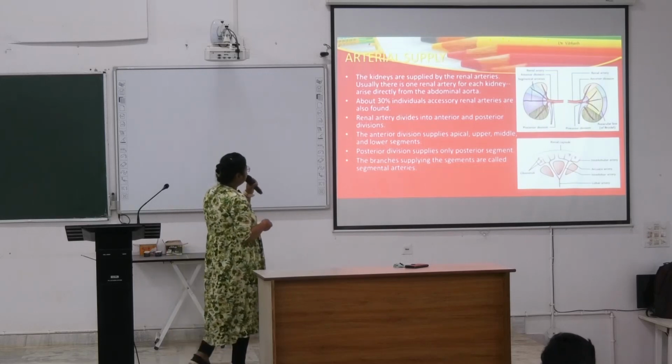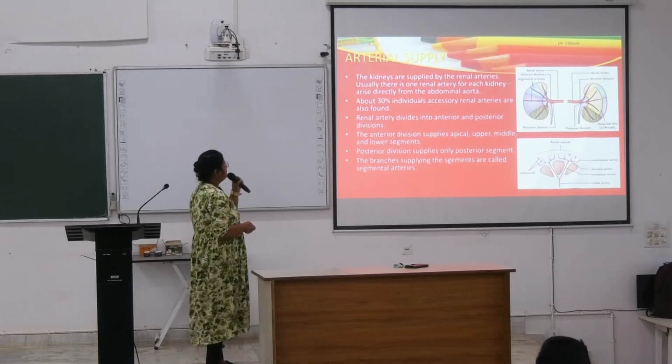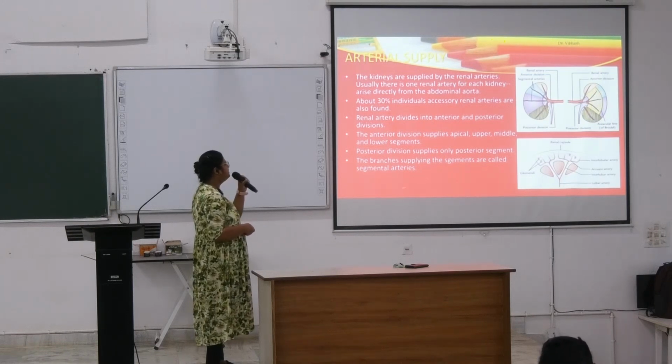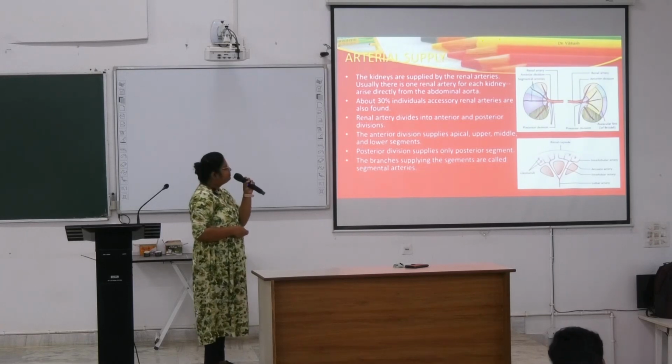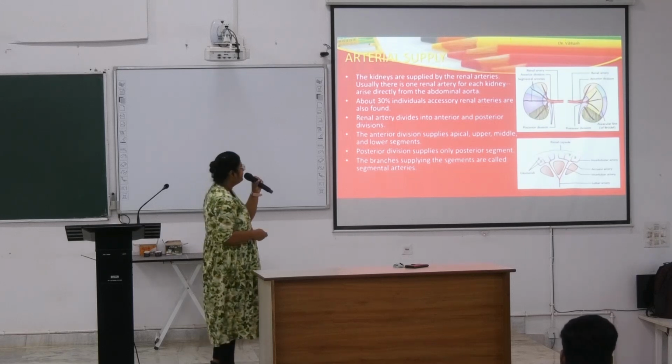So the anterior division supplies the apical, upper, middle, and lower segments, and the posterior division supplies only the posterior segment. And the branches supplying the segments are called the segmental arteries. So 5 segments, and 5 segmental arteries are present in each kidney.